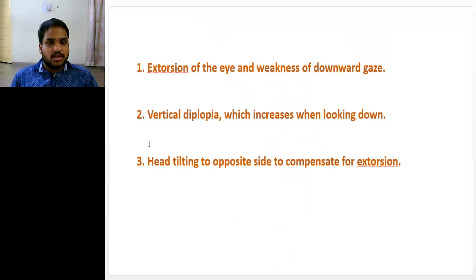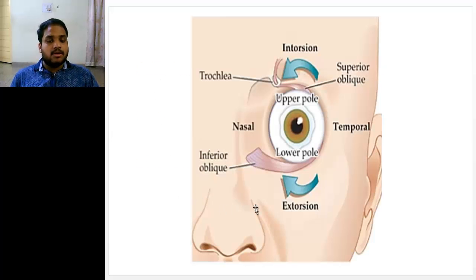So what are the features? If there is a lesion of the trochlear nerve, there would be extorsion of the eye and weakness of downward gaze. So what is extorsion? There are another two important movements, that is extorsion as well as intorsion. The superior oblique muscle helps to intort the eye, right? That is inward rotation, called intorsion. So superior oblique helps to intort the eye, while the inferior oblique helps to extort the eye. That is outward rotation, extorsion. So it is a rotatory movement. Fine.